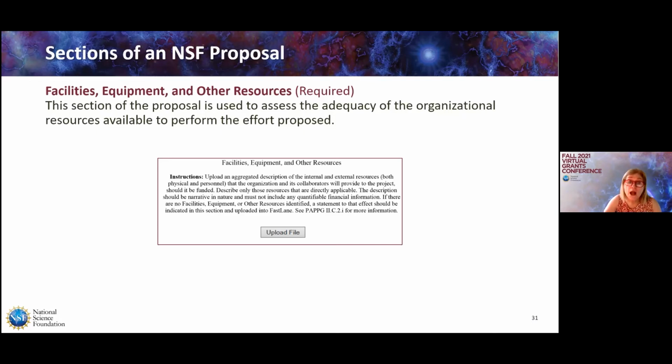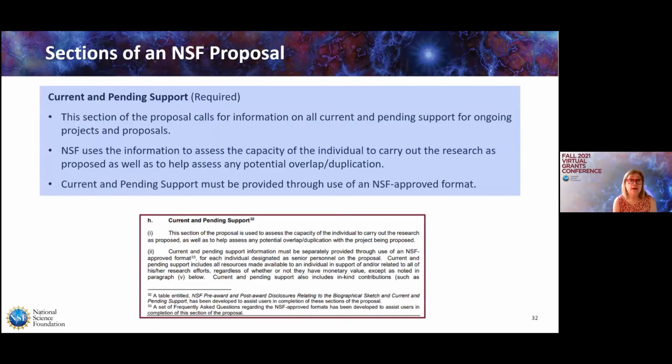And that is critically important. It should be narrative in nature and must not include any quantifiable financial information. And if there are no other facilities, equipment, and other resources beyond what you've already put on that budget, then you indicate that section and then you upload that file into Fastlane or research.gov. Next slide, please. Now I'm going to talk about current and pending support.